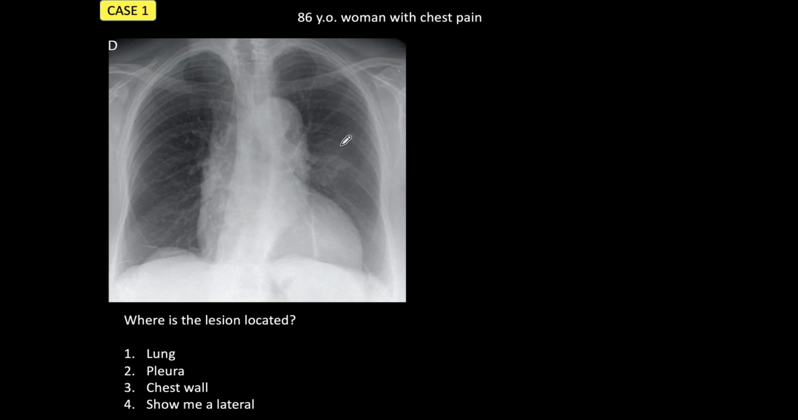I imagine you see the abnormality there in the middle of the left lung. And the question is, where is the lesion located? Is it in the lung, pleura, chest wall, or if you're not sure, you can tell me to show you a lateral view. Okay, stop the presentation now, look at the film in your home, make up your mind, and then come back when you are ready.